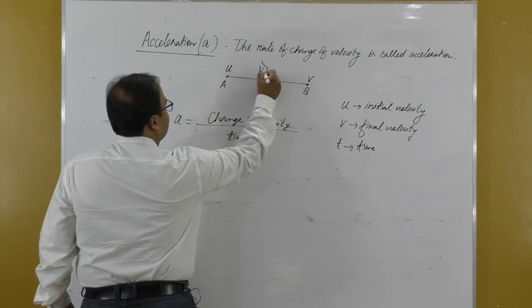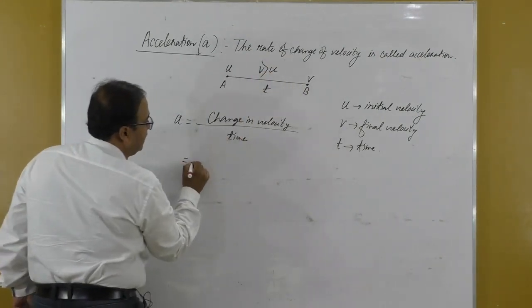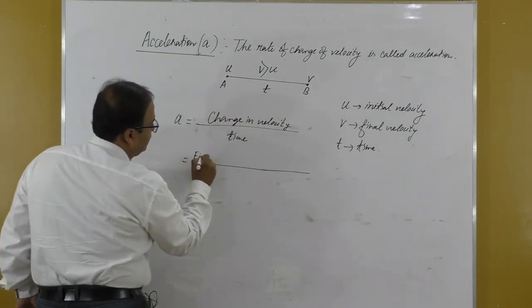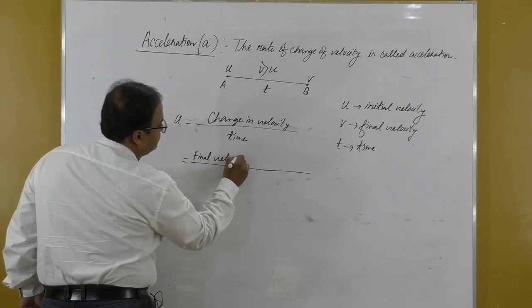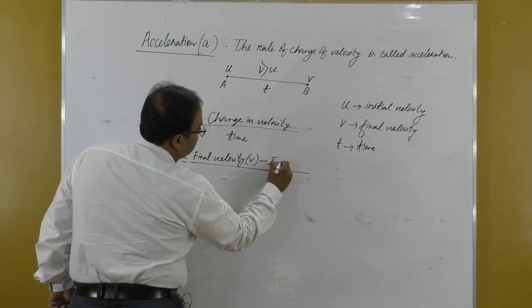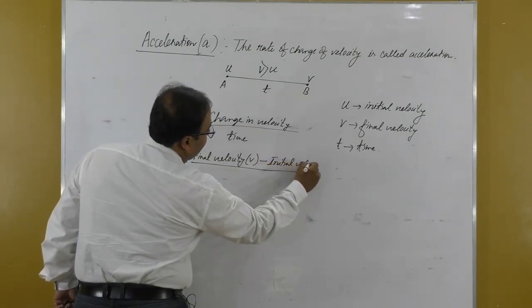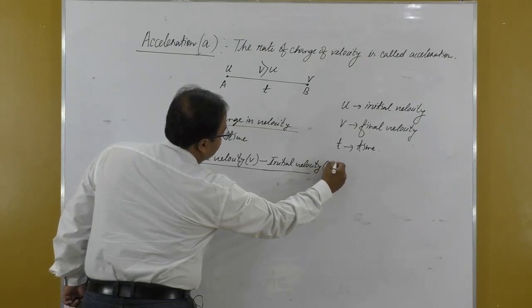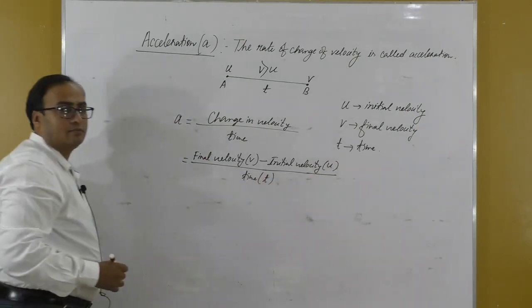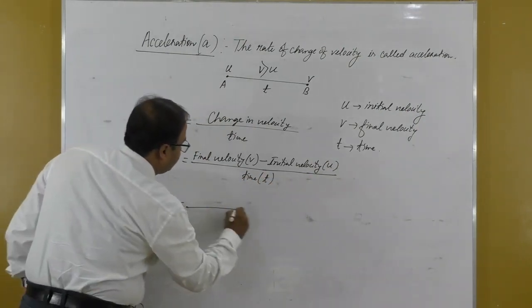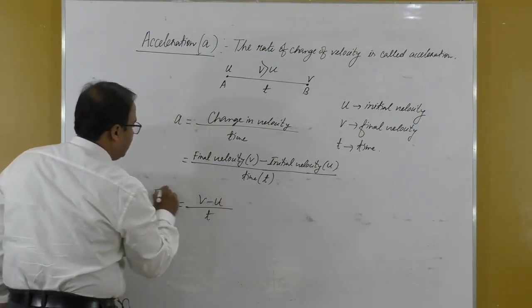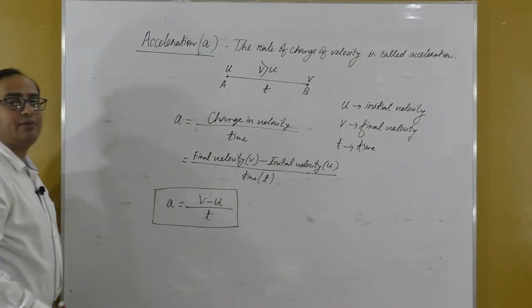Suppose that v is greater than u. So, we can write here change in velocity. For that we can write final velocity, that is v, minus initial velocity, that is u, by time, that is t. So we can write down the formula here, v minus u by t. So if I ask you what is the main formula for acceleration, acceleration is v minus u by t.